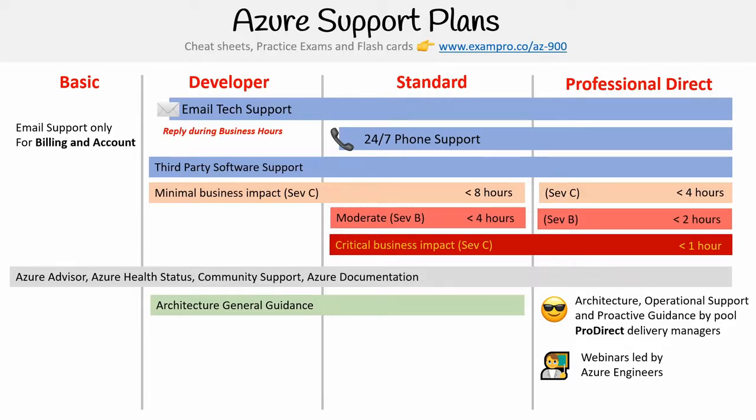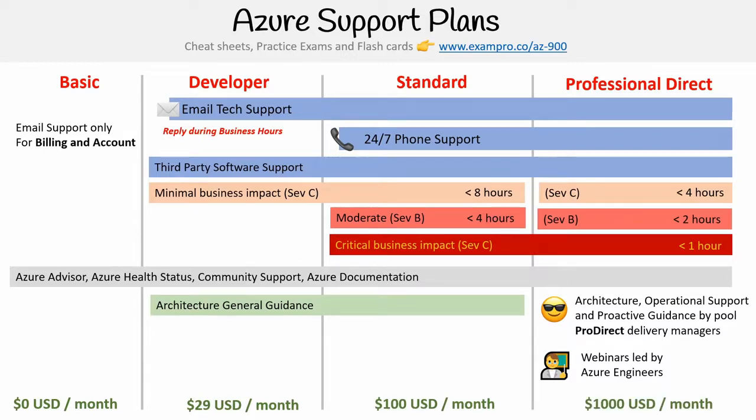So just going through all the support plans here for the pricing. Basic is free, and when you sign up, if you don't choose a plan, you are using Basic. For Developer, it's $29 USD per month. For Standard, it's $100 USD per month. And for Professional Direct, it's $1,000 USD per month. So there you go. That is the Azure support plans.